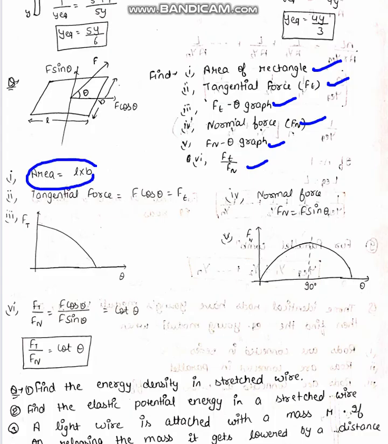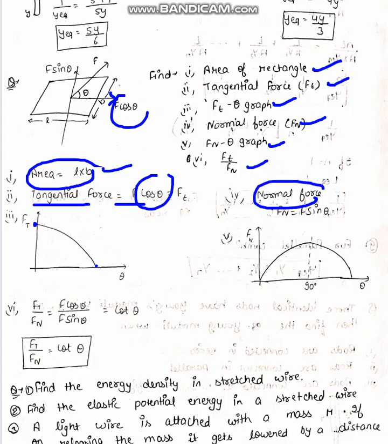We know that area is equal to length into breadth. So that's a simple one. Then we need to find the tangential force. So tangential force is certainly the component of this force, which is F cos theta. Third is the graph of F versus theta. So we know the cos theta graph is like this. It is maximum at 0 and its magnitude is minimum at 90.